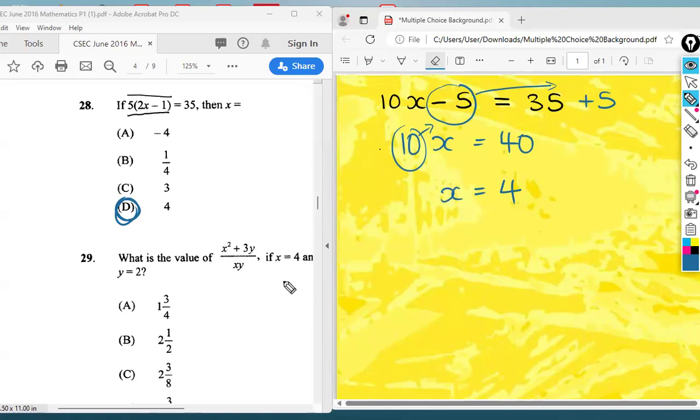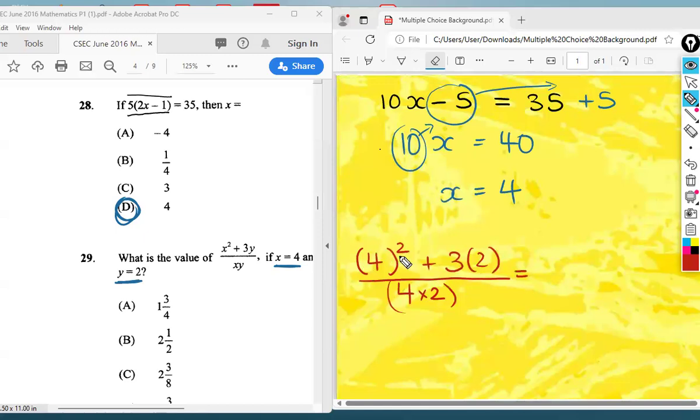For 29, they're just asking you to substitute any x you see with 4 and any y you see with 2. So let's do that for number 29. Look, the x here, when you substitute it, just put it in brackets just in case. So you get 4 squared plus 3. Replace this y with how much? 2. And then x multiplied by y. What you'll get here? 4 multiplied by 2, right? 4 squared is 16. 3 by 2 is 6. 4 by 2 is 8.